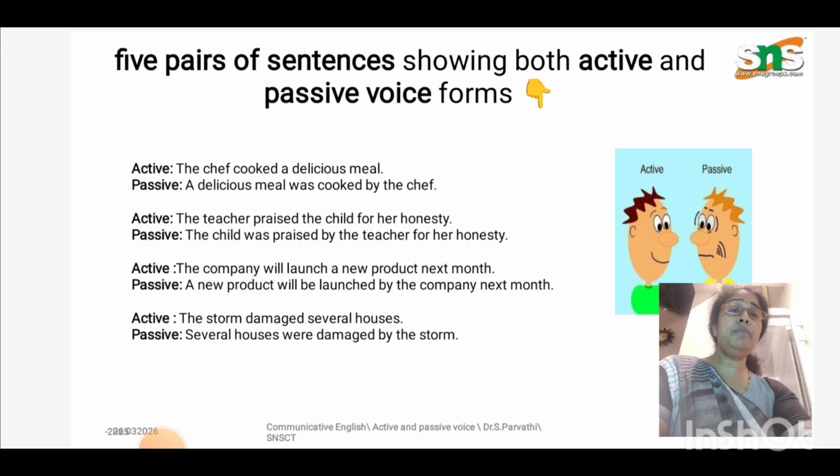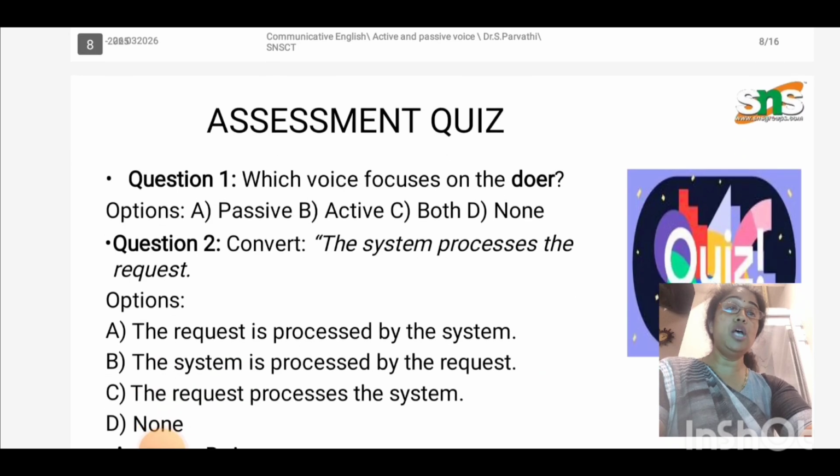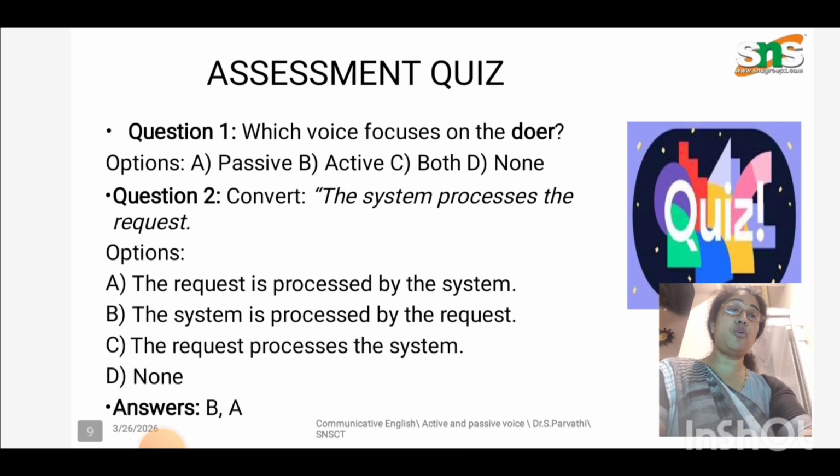The storm damaged several houses. Several houses are the object, so it comes first: several houses were damaged by the storm. You should master the voice. It will definitely help you to score more marks in competitive exams.